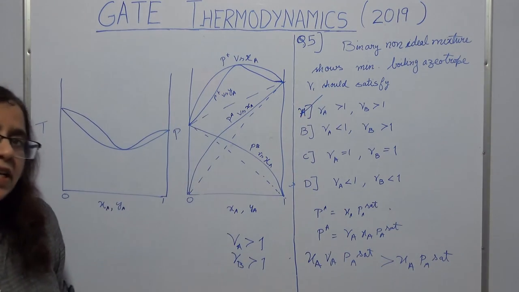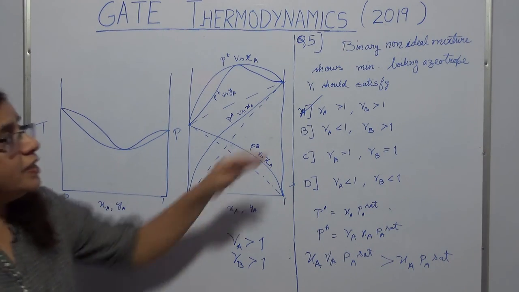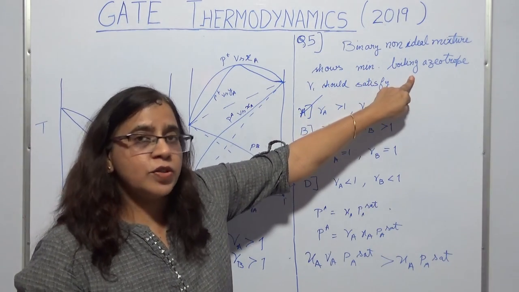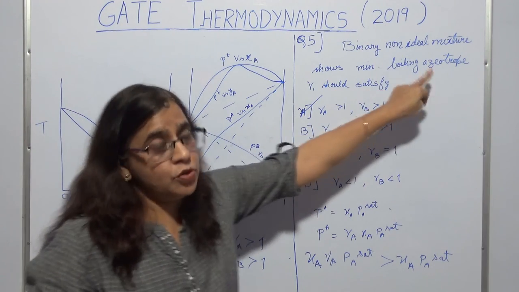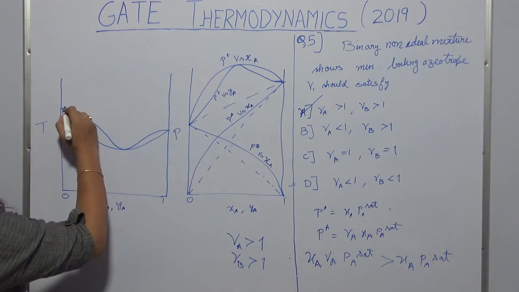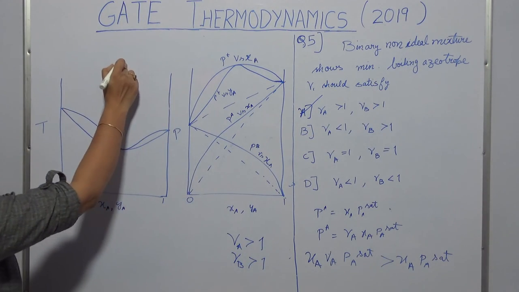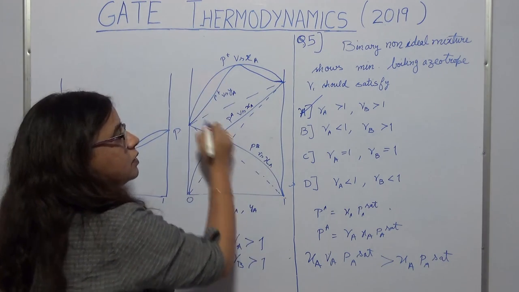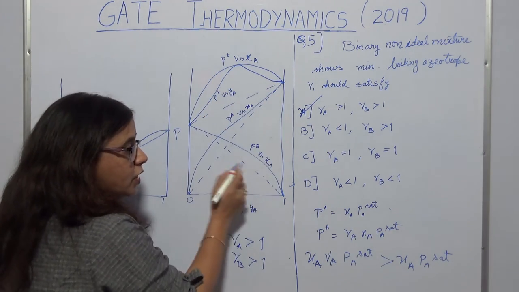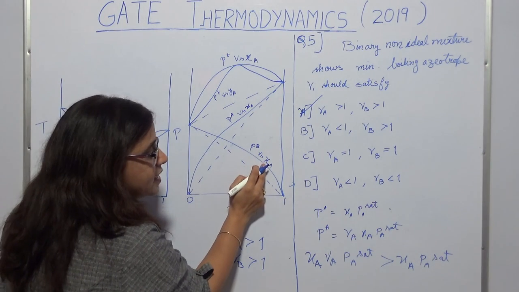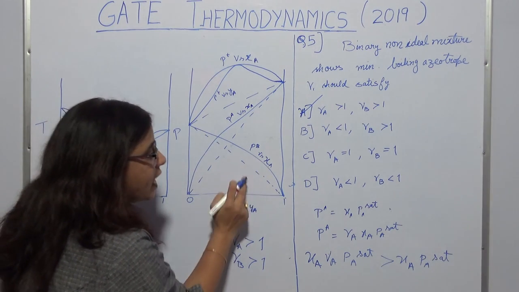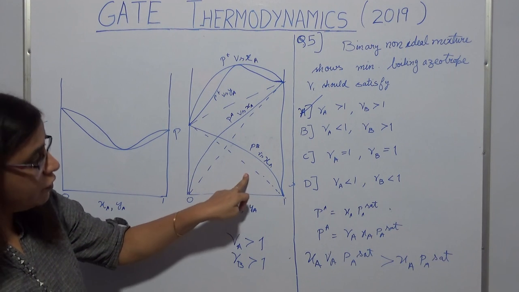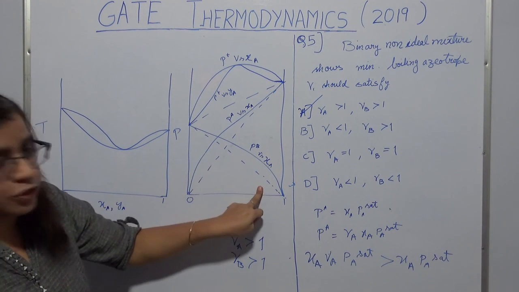Now if the question had come in a different way, that it shows a maximum in boiling point, so the azeotrope is a maximum boiling azeotrope. In that case what you will have is a maximum on the Txy plot, that will correspond to a minimum in the Pxy plot, because now these actual curves will lie below the ideal solution curve, because it is now showing a negative deviation.